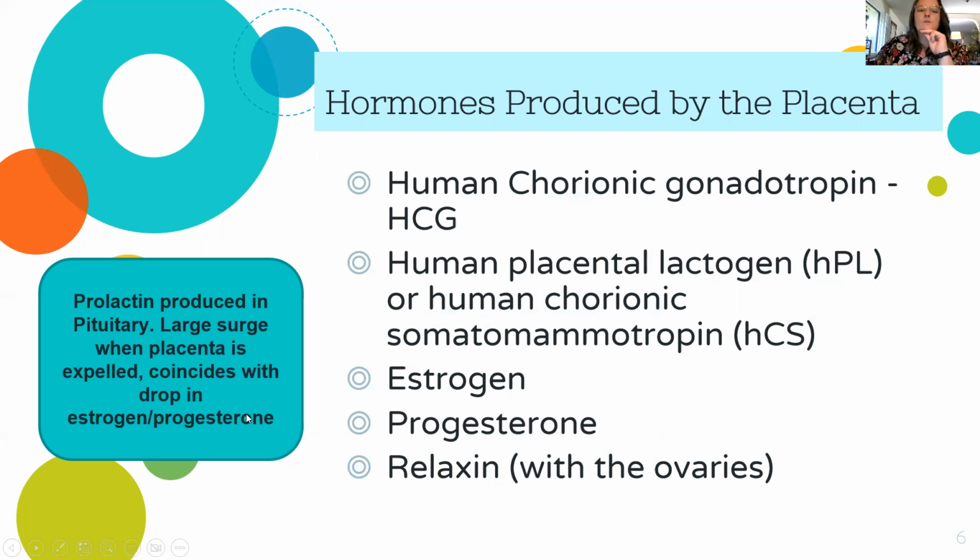Prolactin is also a hormone related to pregnancy. It is produced in the pituitary, and it's produced in a very small amount during pregnancy, but then there's a large surge of it when the placenta is expelled, because it coincides with this drop of estrogen and progesterone, and that is the hormone of milk production.